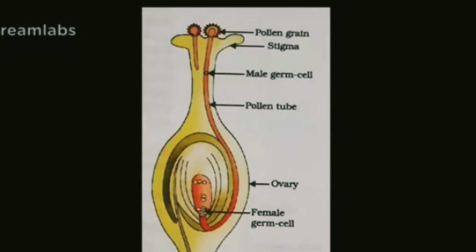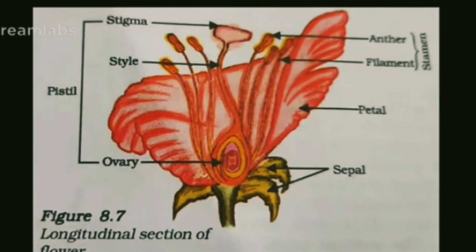This is how fertilization takes place. This sexual reproduction is very important to bring up variations. The flowers are very important to bring up variations. The flowers undergo a process called meiosis.